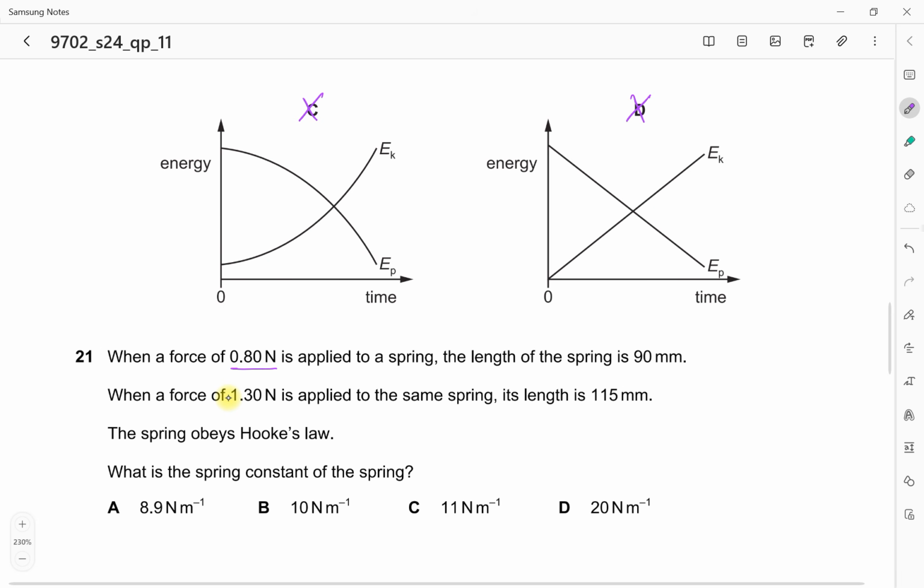When a force of 0.8 Newton is pulled to a spring, the length of the spring is 90 millimeters.